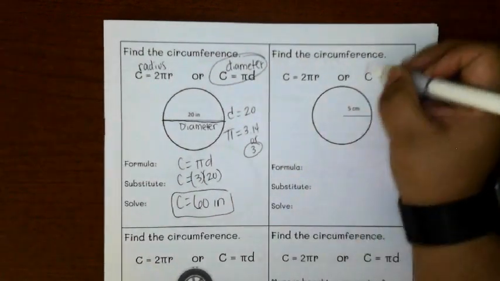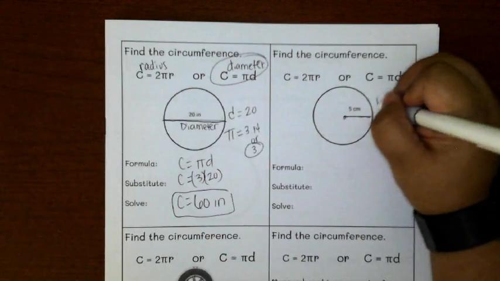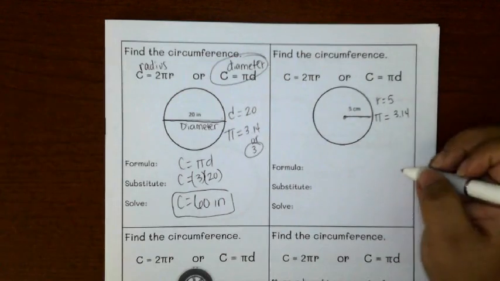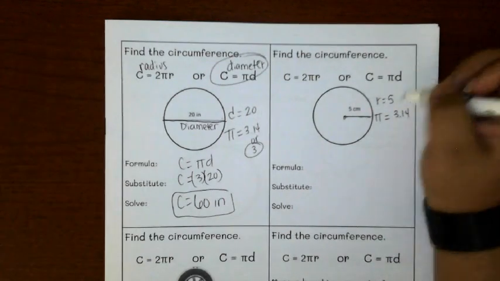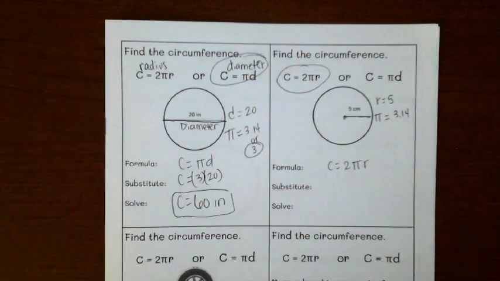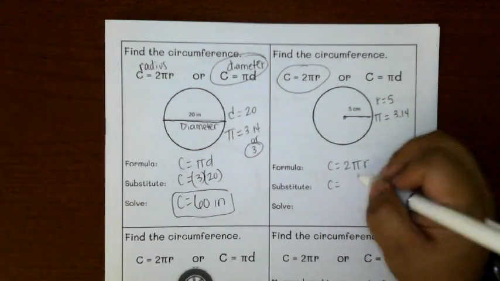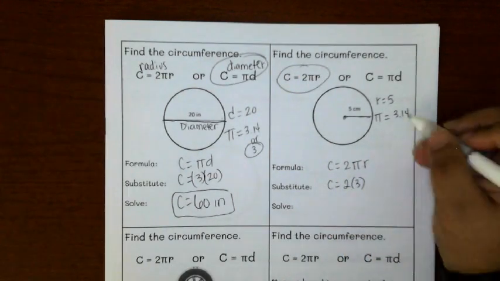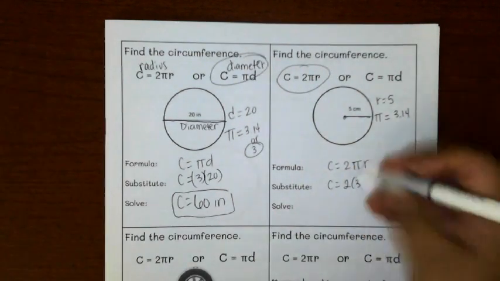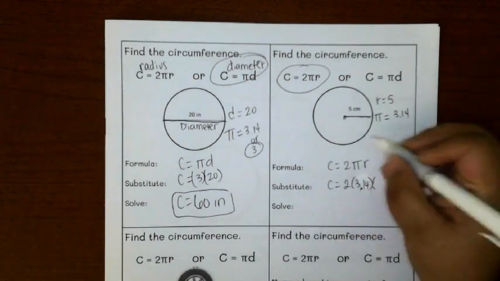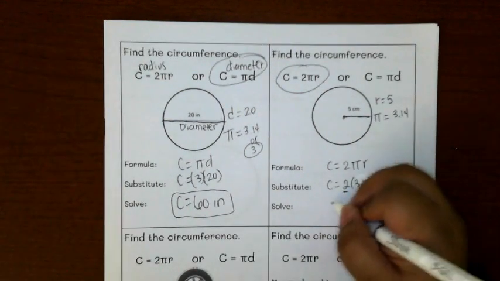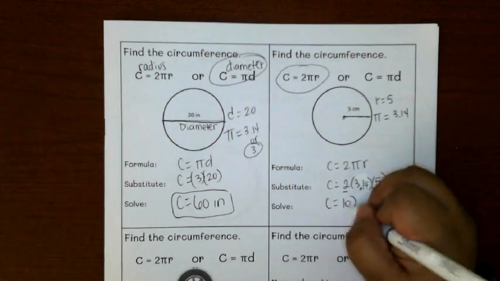We have radius from center to edge. Okay, I'm going to go ahead and write pi, and this time I'm going to use 3.14, okay? I think in class I just used 3. Because I have radius, I can use 2 pi r. So C equals 2 pi r. I'm going to go ahead and substitute. So 2 times 3. Oops, I said I was going to use 3.14. Let's go back and fix that. 3.14 times radius, which is 5. Okay, I'm going to take care of 2 times 5 first. That is 10. So C equals 10 times 3.14.